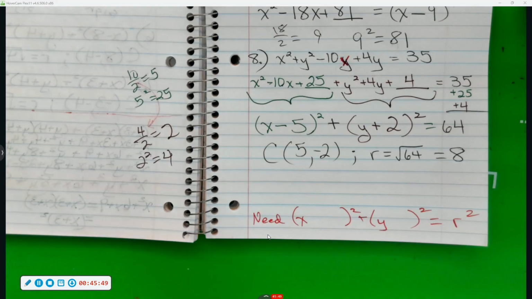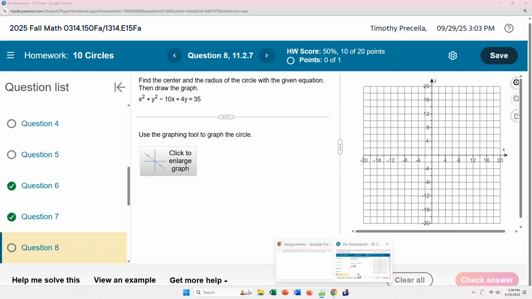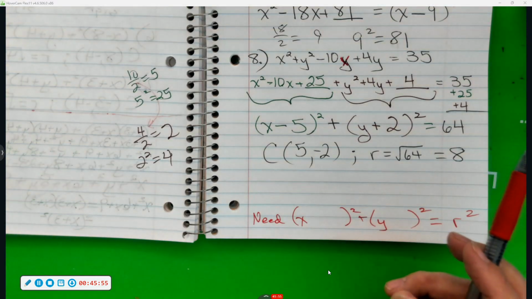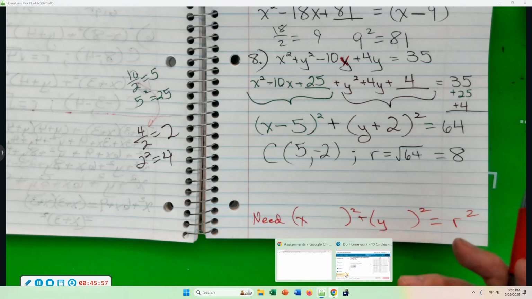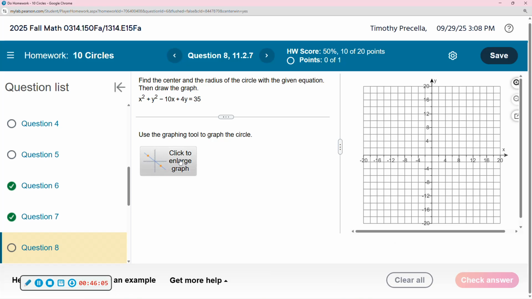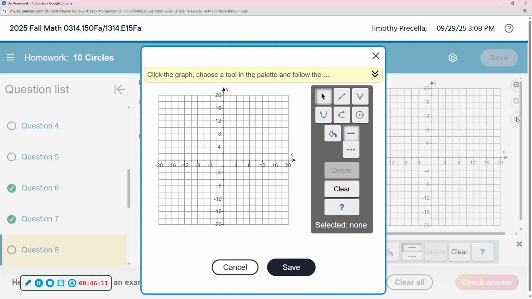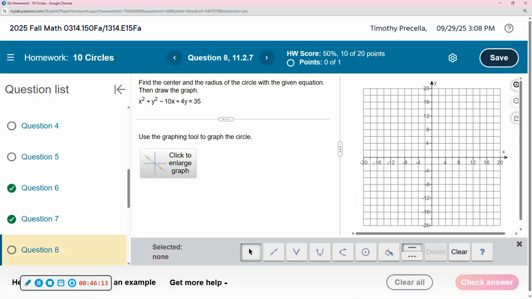I was about to box those in, but you're not going to have to type those in. The only reason you found the center and the radius is so you can do what? What do they ask you to do with this problem? Graph it. You need the center and the radius to draw a graph. Do y'all enlarge the graph, or do you use the actual grid that's just sitting beside you?